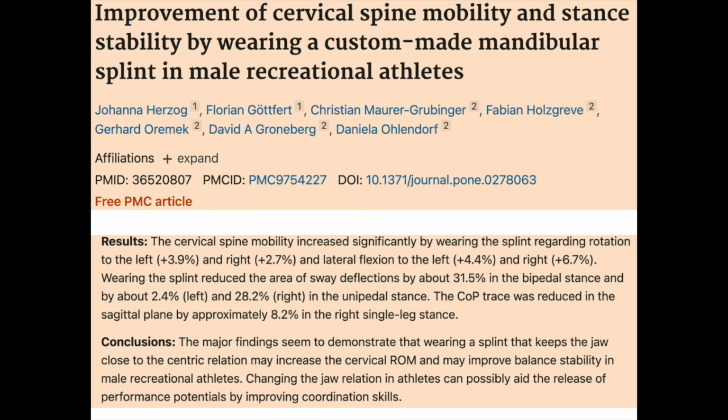Can you stand on your right leg? Can you stand on your left leg? If your neck cannot move, you can't get to either one. If your jaw is locked up because of malocclusion, your neck doesn't move, you can't get onto your left leg or your right leg. So your left stance is off and your right stance is off, even if you're on your right side. Doesn't mean you're using the right side appropriately.